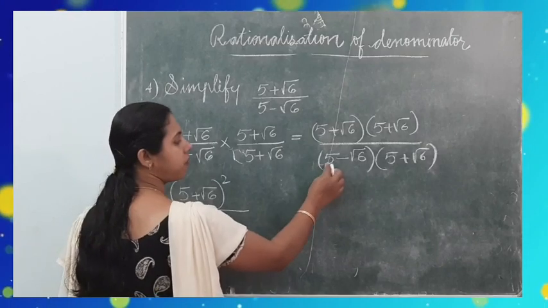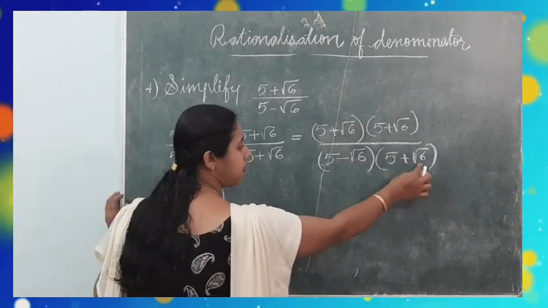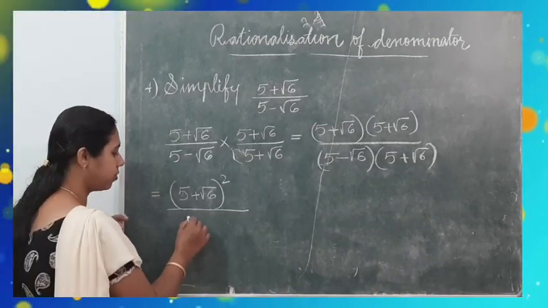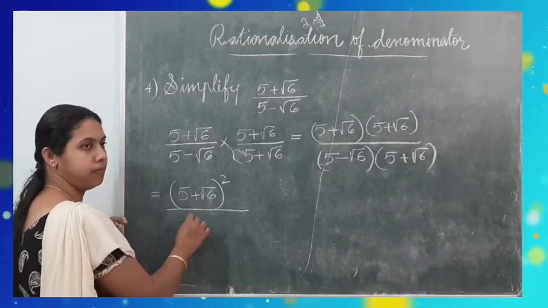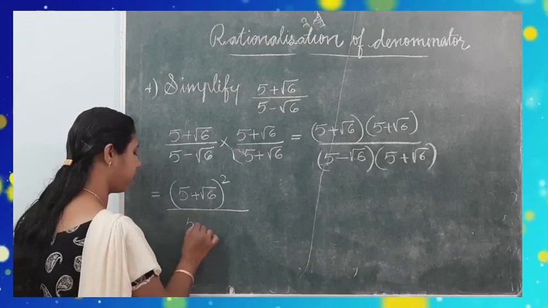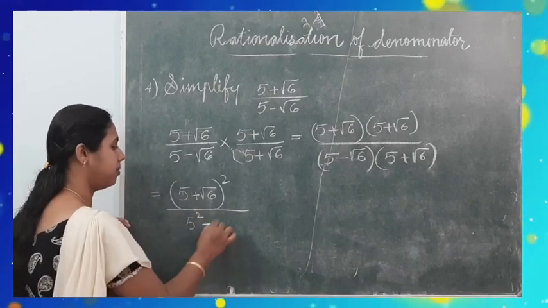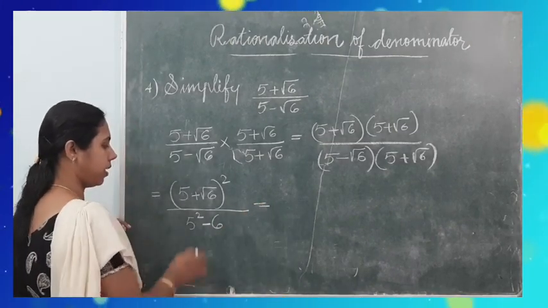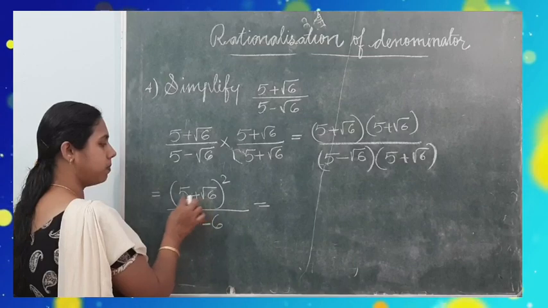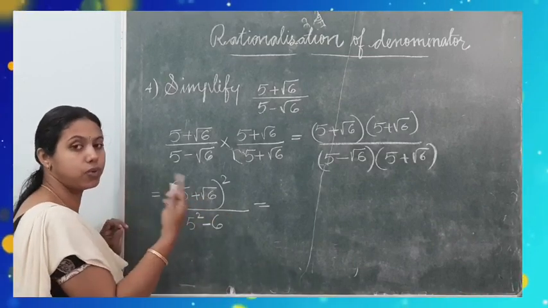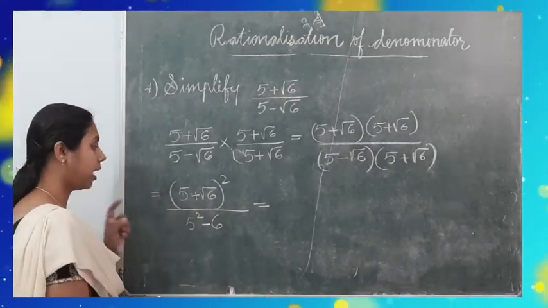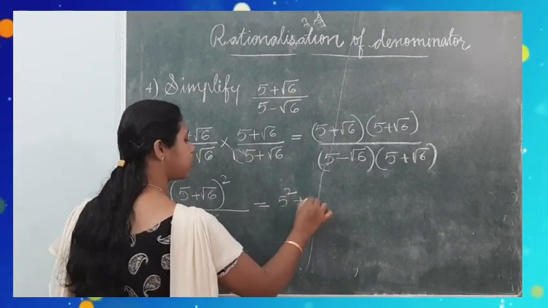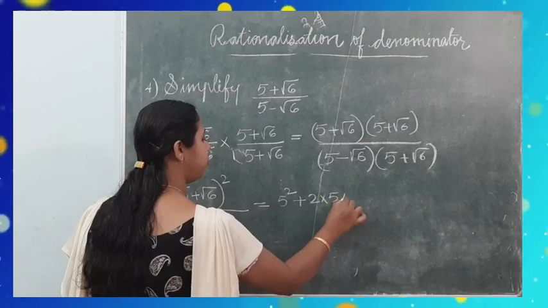now this is in the form of a minus root b into a plus root b. So we know the identity, that is equal to a square minus b. A square is 5 square minus b, that is 6, which is equal to, it is in the form of a plus b whole square. So you have to use the identity, expand it. A plus b whole square is equal to a square plus 2 into a into b.